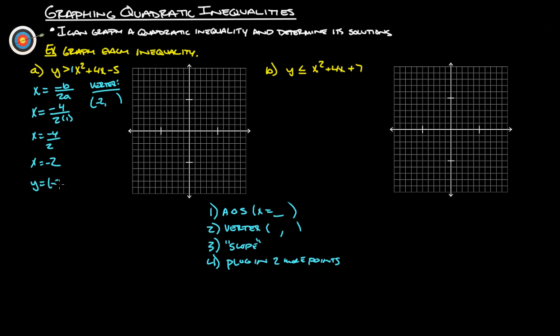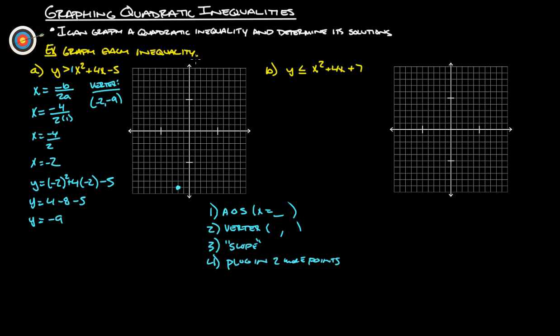So we've got negative 2 squared plus 4 times negative 2 minus 5. In this case, negative 2 squared is 4. 4 times negative 2 is minus 8. And minus 5, that gives us negative 9, right? So our vertex is at negative 2, negative 9. There's our vertex. We've come up with 1 point.